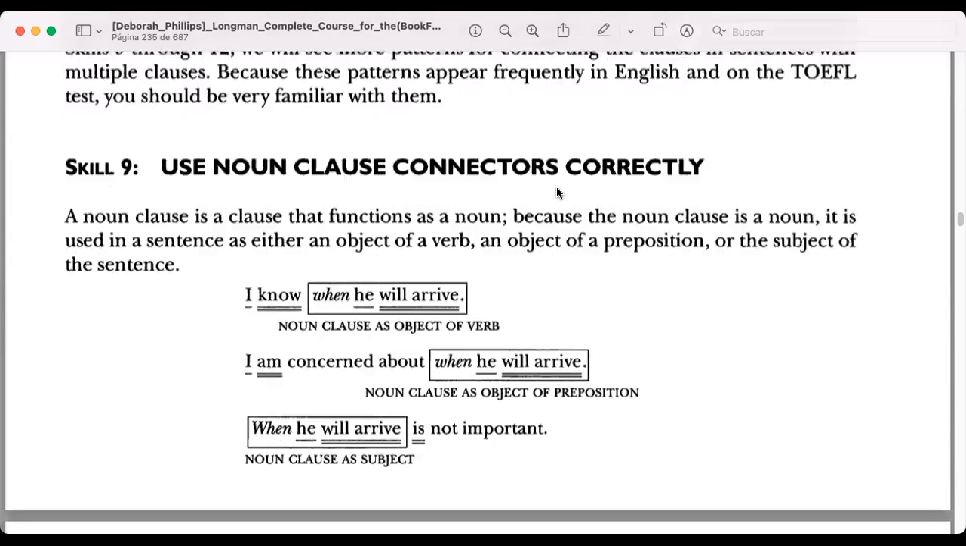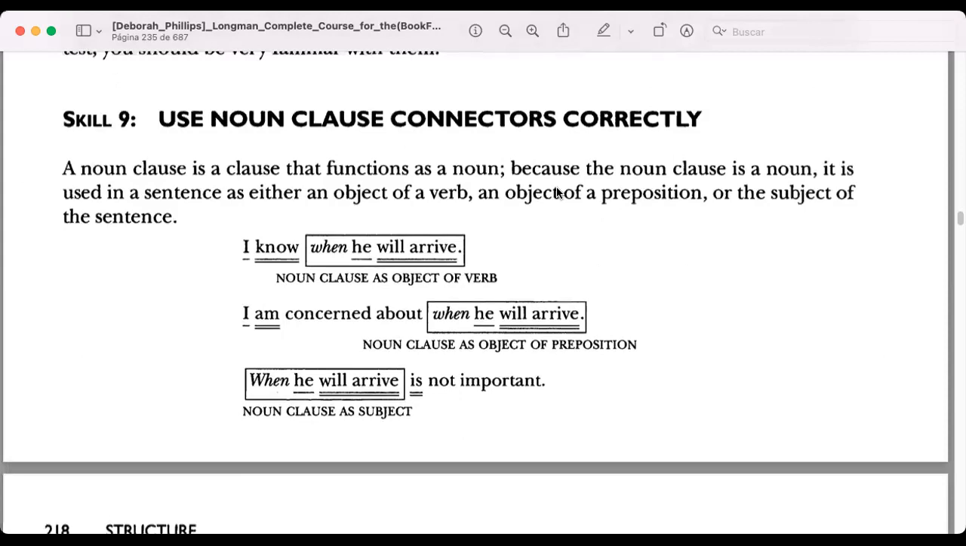In other words, you have to recognize that we have two clauses in every example. So what we gotta do to recognize if it is an object of a verb, object of a preposition, or a subject, I'm talking about the noun clause, is this. So check this out.